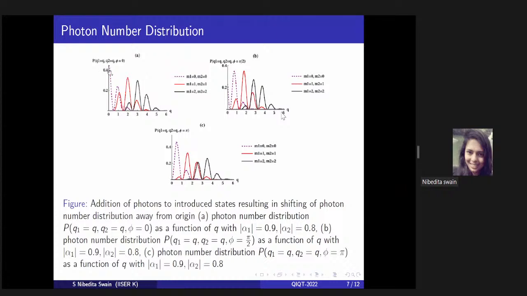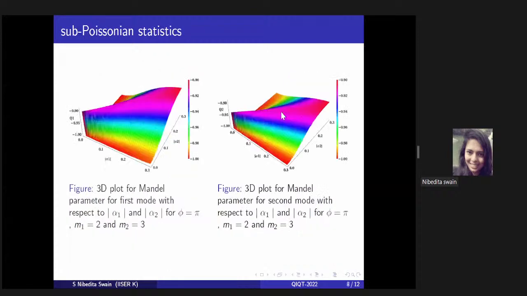Now here we observe the photon number distribution for different phases: phi equal to pi, then phi equal to pi by 2, and then phi equal to 0. One interesting thing we have observed is that the region where we show the photon number distribution is shifted away from the origin. Now we again prove this non-classicality by using sub-Poissonian statistics, which is another method to prove non-classicality.